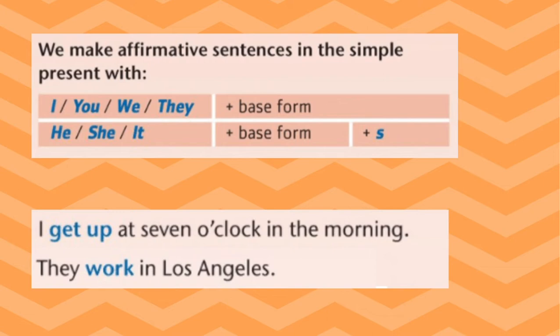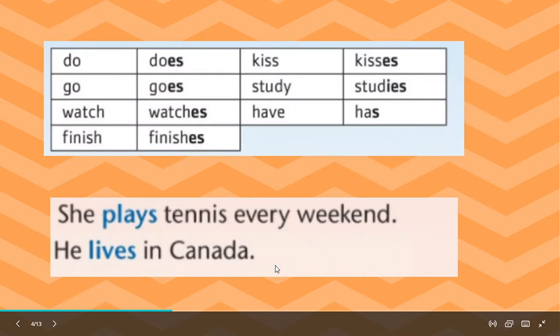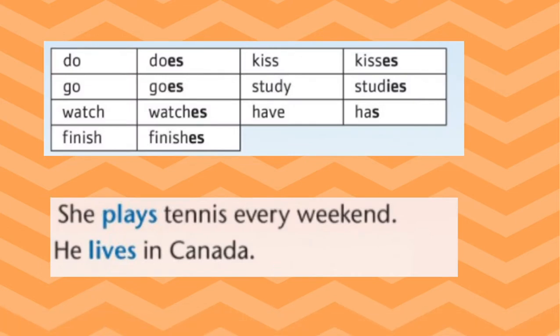Guys, in affirmative sentences in simple present, we have I, you, we, and they. And with them, the verb is going to be in its base form. Okay? But if we have he, she, and it, we are going to do some changes. Right? Look at here. We have some examples. It says, I get up at 7 o'clock in the morning. They work in Los Angeles. Here we have these changes. We have do, but if we have he, she, and it, we're gonna write does.